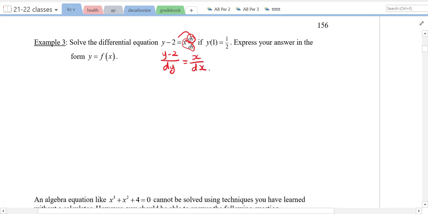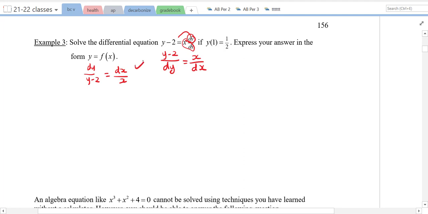By the way, don't write this down, because it's wrong. Your dx and your dy can't be in the denominator. It actually has to be level or in the numerator, right? So this is no good, unless you actually take it and flip it, then it'd be okay. So really flipping it and making it dy over y minus 2 and dx over x.